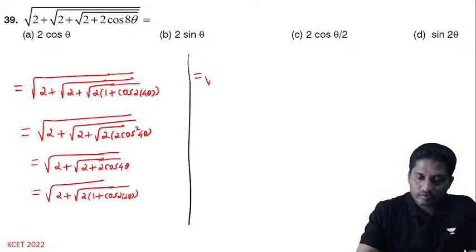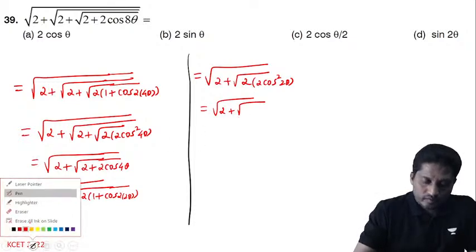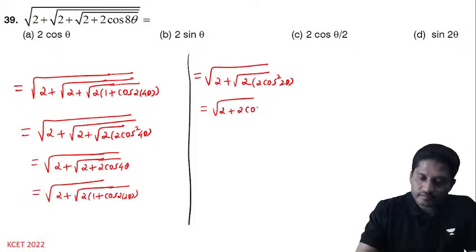Okay, now this is equal to root of 2 plus root of 2. 1 plus cos 2 theta is 2 cos square theta. So this is 2 cos square 2 theta. Root of 2 plus root of 4, root 4 is 2. You get 2 into cos 2 theta.